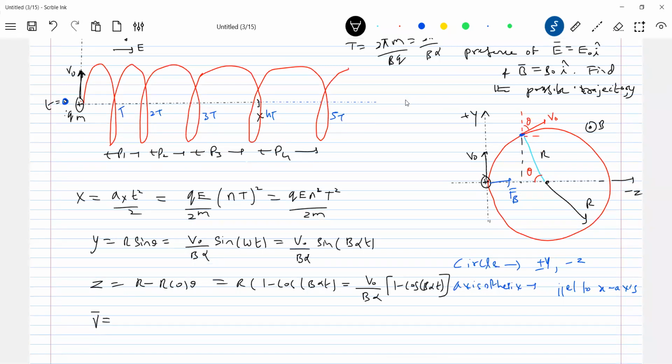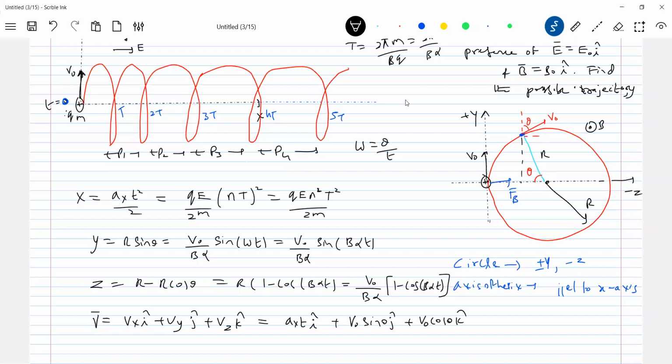V bar equals Vx i cap plus Vy j cap plus Vz k cap. What is Vx i cap? It should be equal to Ax into t. What about Vy? V naught sine theta. So this should be plus V naught cos theta k cap. Earlier it was phi, now I took theta. Symbols are changing, you have to be careful.